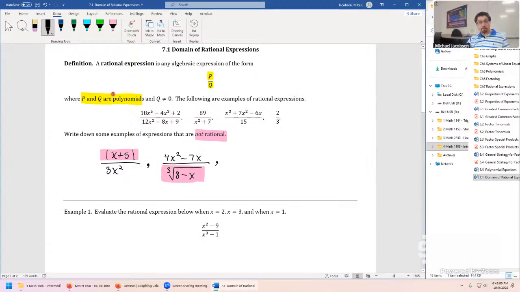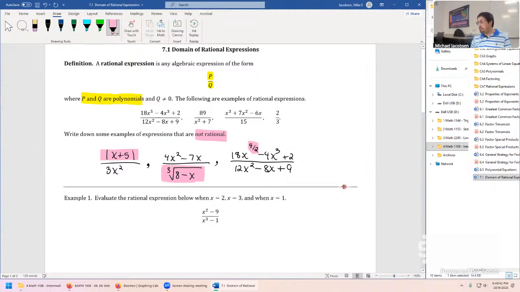And when we said both p and q are polynomials, that means the exponents that we see here are integers, like 3, 4, 5, for example. So if it goes like this, 18x to the power of maybe 5 halves minus 4x cubed plus 2, over 12x squared minus 8x plus 9. It's almost exactly the same one where the red dot is, but make that one change, put in power 5 halves, and it's no longer rational. So these are just 3 examples of things we don't consider rational expressions that we wouldn't be working with as our main objects in chapter 7.